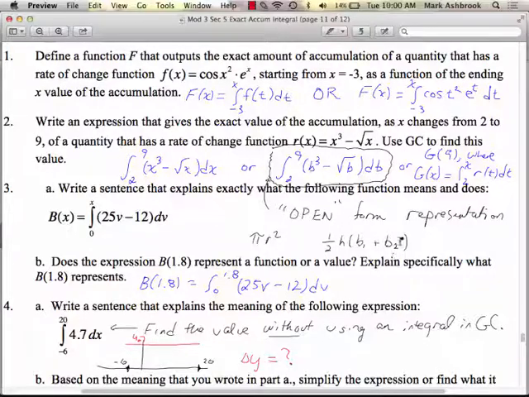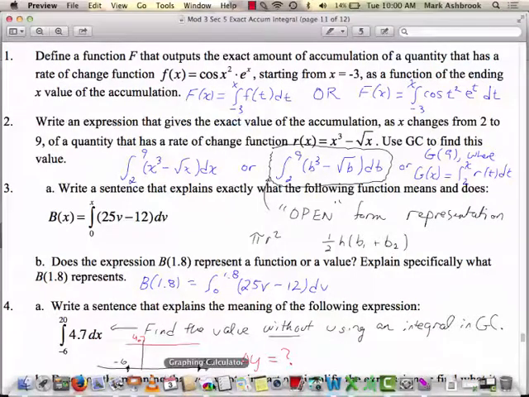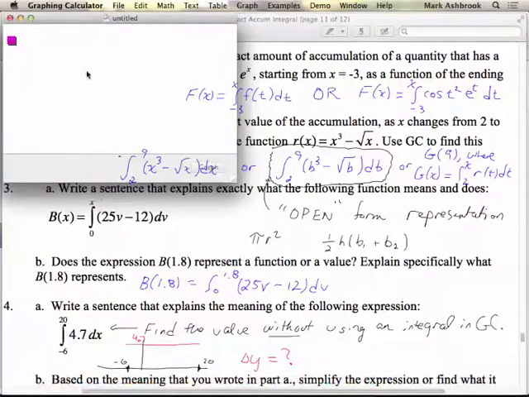So let's just quickly in GC do this. Look at that. So we can do our Control Shift I. So we want to go from 2 to 9 of, and I'll just use B because that's what I used, B cubed minus B, but then we need B, right?